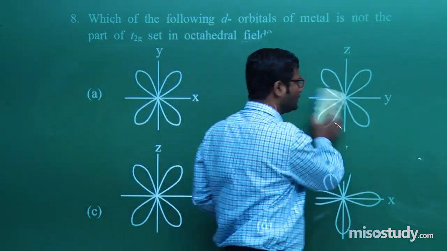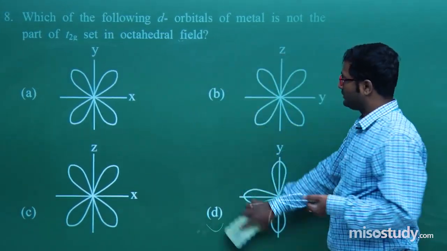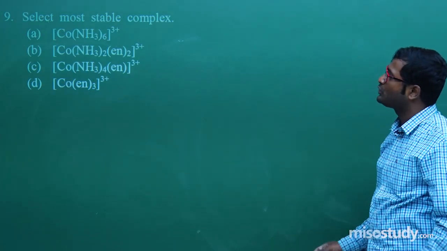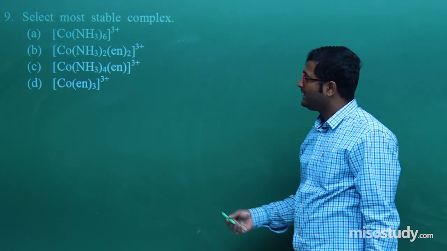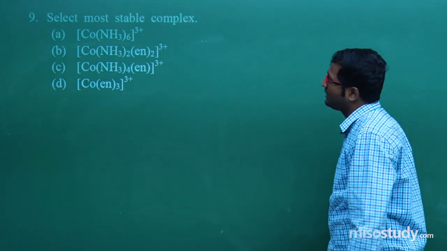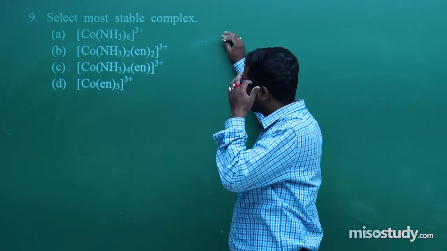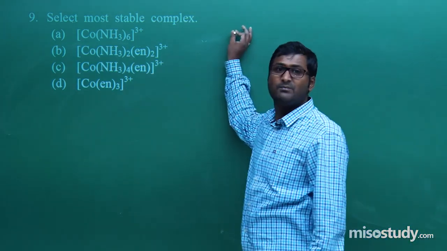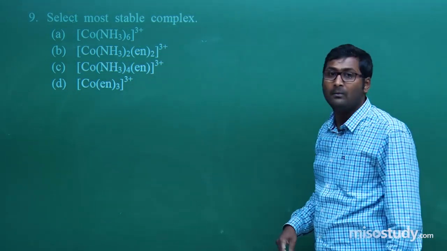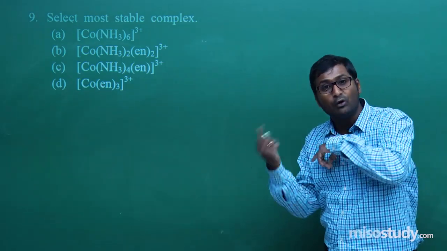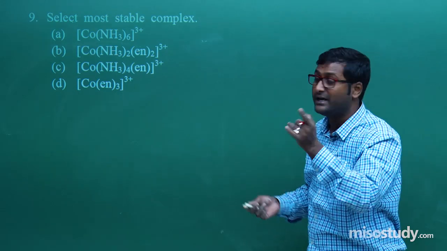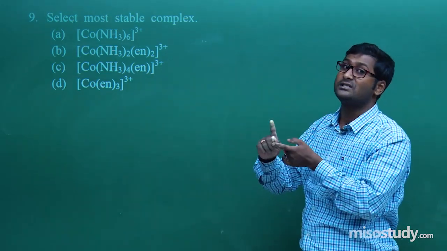Now let's move to the next question. Question number 9: what will happen in this case? Check it out. Select the most stable complex. First of all, for a stable complex, check the options. Here one is a monodentate ligand and the second one is a bidentate ligand. If there is a bidentate ligand, then definitely there is a possibility of forming chelation. More the chelation, more is the stability. As I discussed earlier, more the chelation, more is the stability.